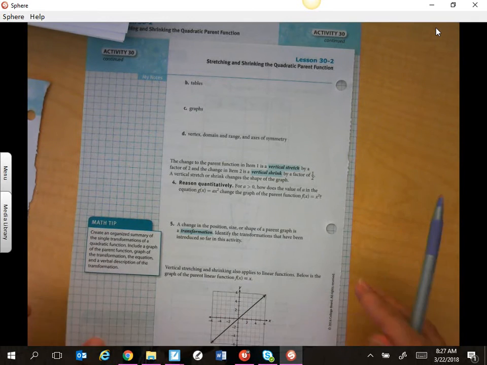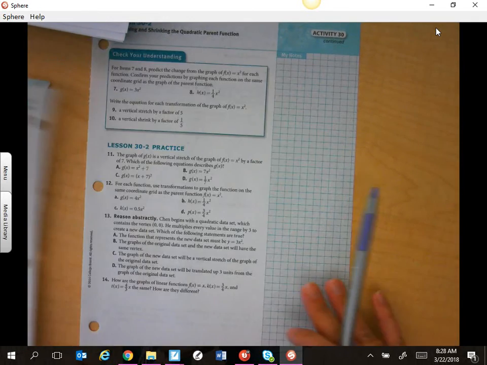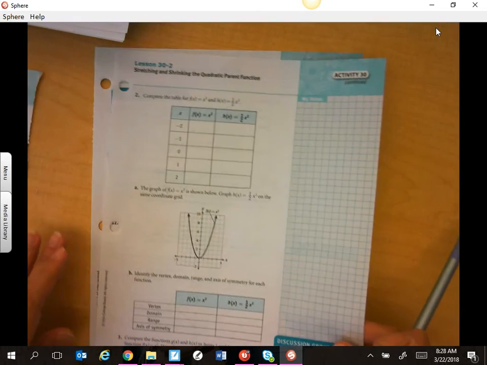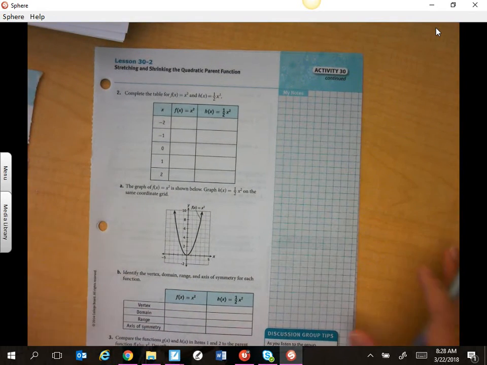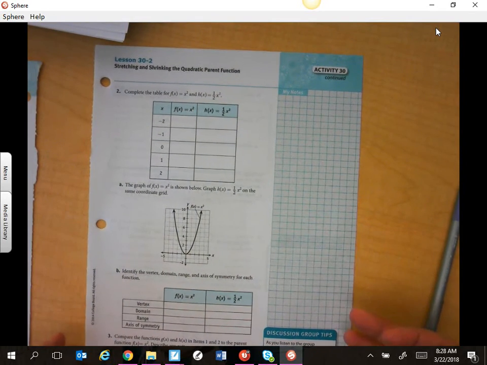So what I would like you to do today is work through this lesson 30-2. So go all the way through page 442. I just did 440 with you. I need you to do 441 and 442. And then when you come to class tomorrow, we're going to discuss what you've discovered and go from there.